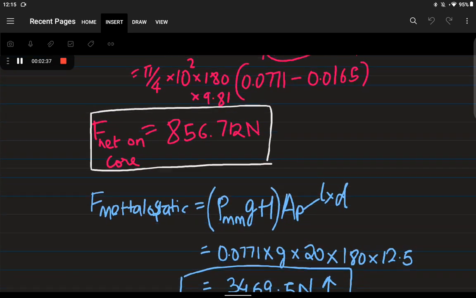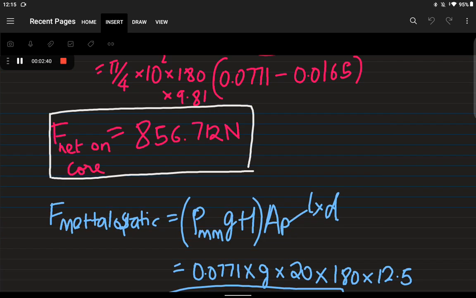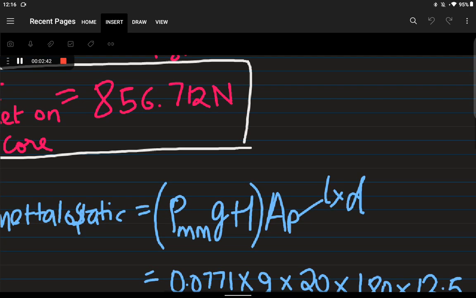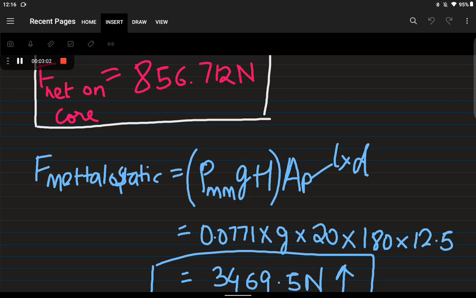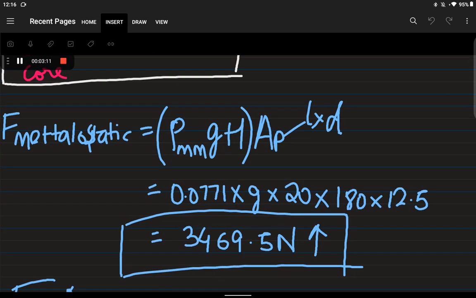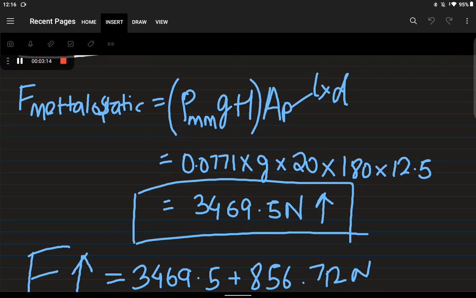The next force that is acting is the metallostatic force. The metallostatic force is acting on the molding sand, using the core print. I guess you know what a core print is. Core print is the extra, protruding part of the core that is inside the sand. With the help of the core print, the force acts in the upward direction. That force is, as you all know, density of the molten metal into g into h, rho g h, into the projected area. On calculating it, we find the metallostatic force as 3469.5 Newton in the upward direction.